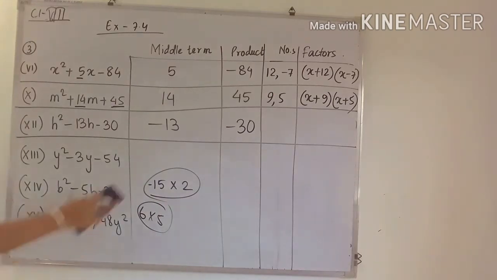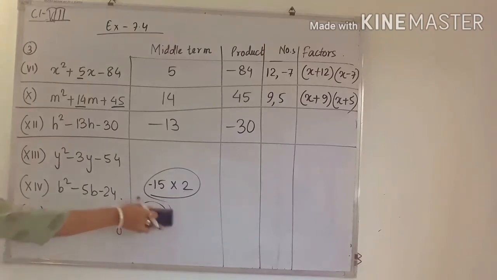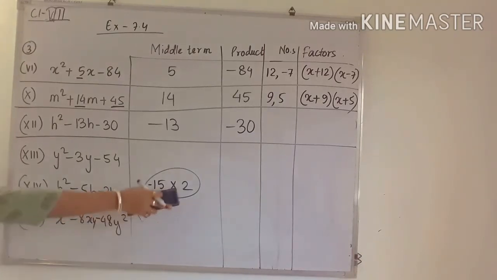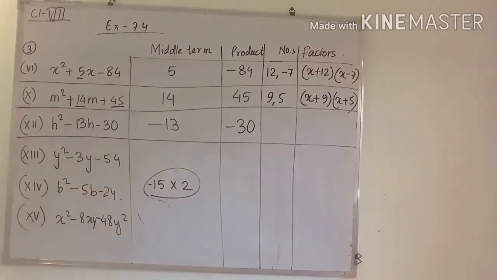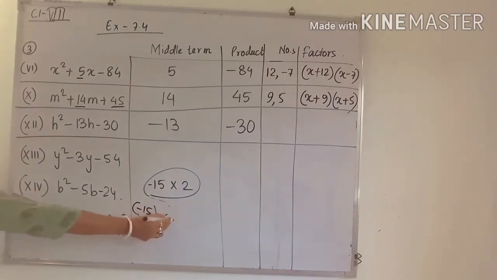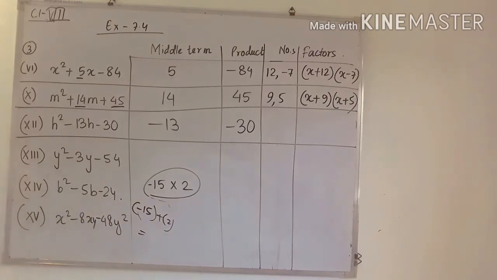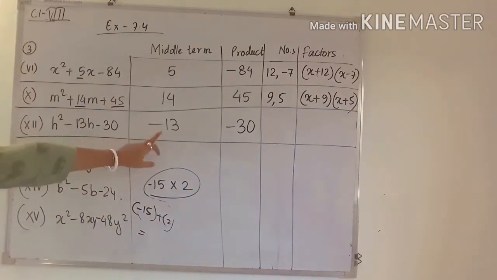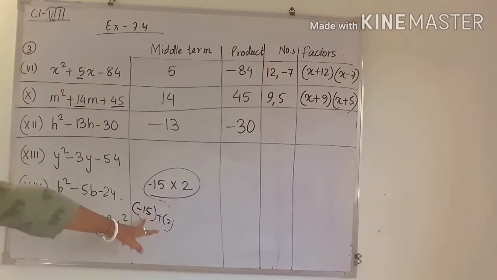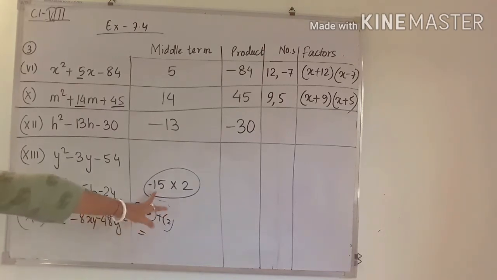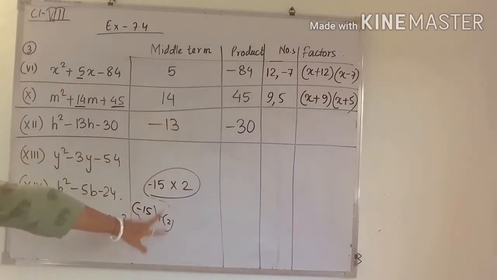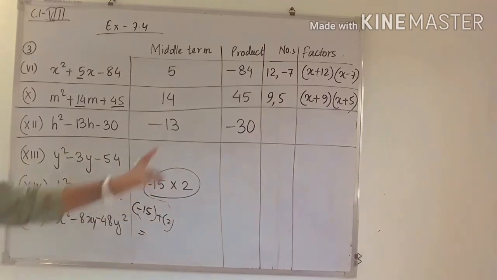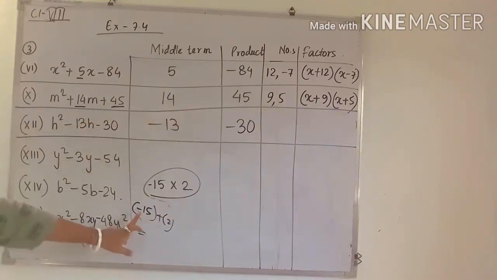See, minus 15 into 2 will be minus 30, and if I add 2 with minus 15, what will be the answer? Minus 15 with 2. What will be the answer? Yes, the answer will be minus 13. So these are the required numbers which we multiply to get minus 30, and after adding we get minus 13. So the factors will be what? x plus 2 into x minus 15.